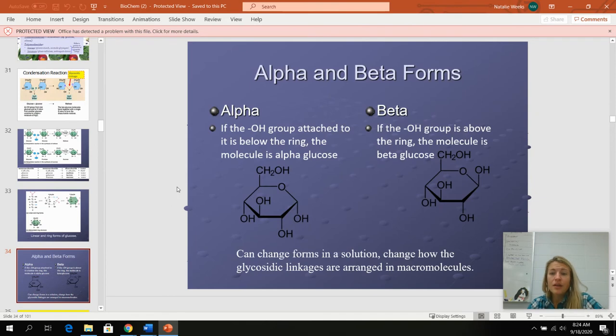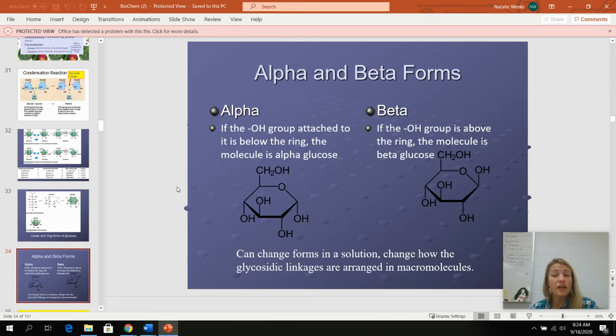Okay. To further confuse every single one of you, glucose also has two forms. It has the alpha form and the beta form. The only difference, if you look at those two pictures, is the linkage of one of the hydroxyl groups. So in the alpha form, if the OH group is attached below the ring, it's an alpha glucose. If it's attached above, then it's a beta glucose.